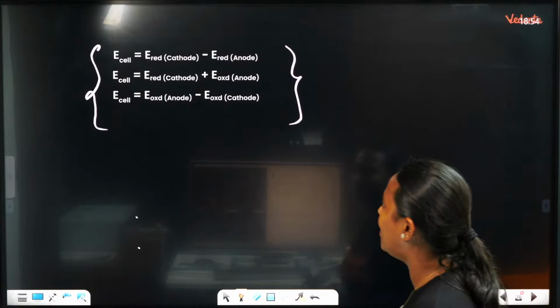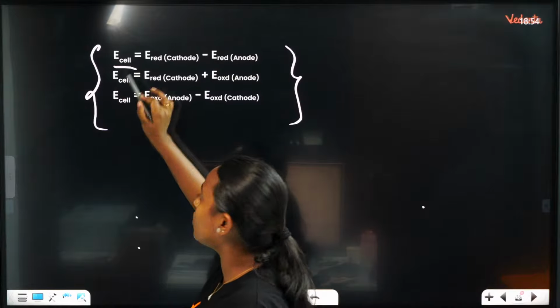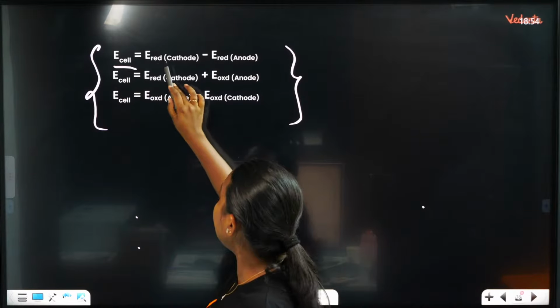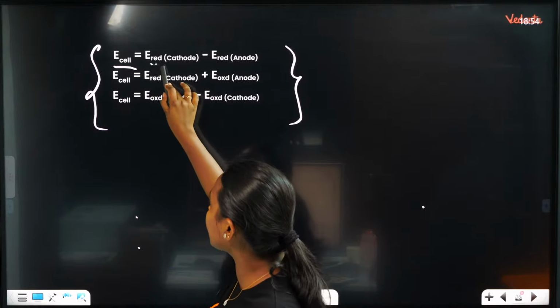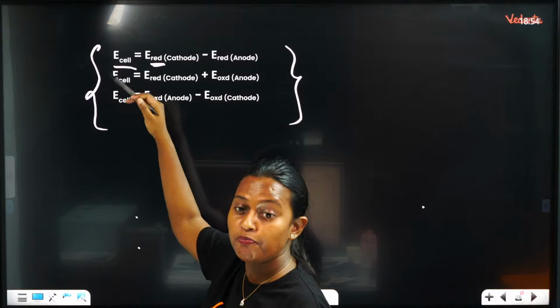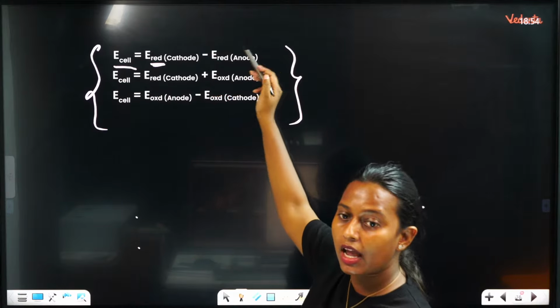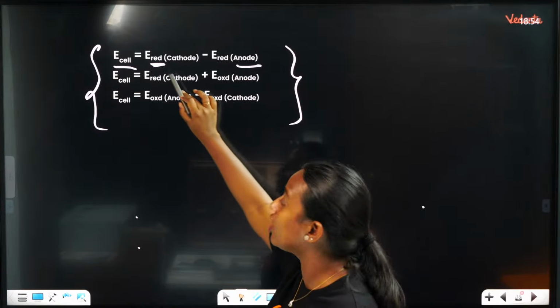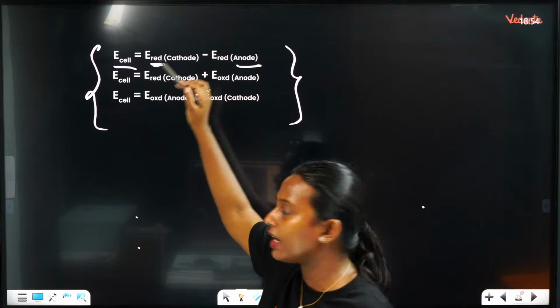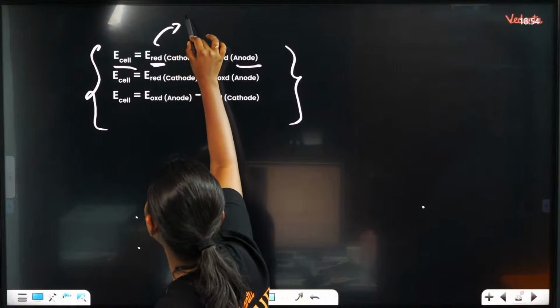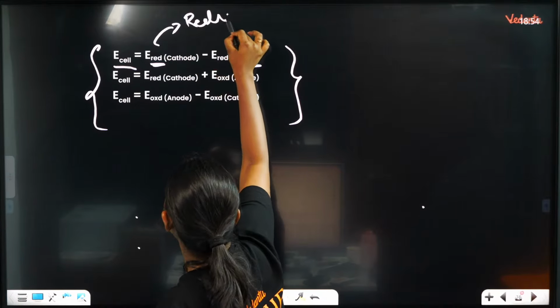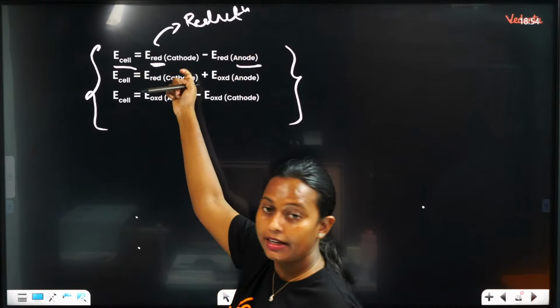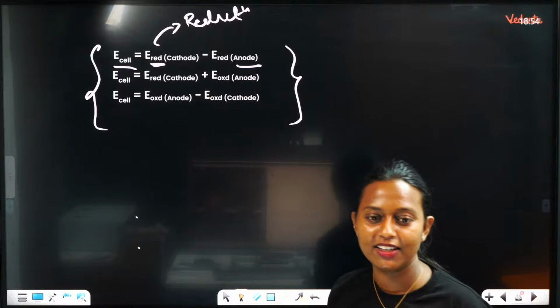Okay, no worries. So E cell is equal to E red of the cathode. That means it's reduction. Redox reaction, and E red, cathode, oxidation and reduction, reduction is happening, so this is reduction. So E red means reduction.